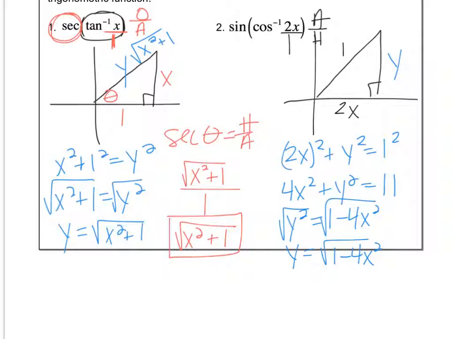And then we need to find the sine of theta. Sine of theta is going to be opposite over hypotenuse. So the opposite side, theta is right there. Opposite side is what we got for y. So there's square root of 1 minus 4x squared over the hypotenuse is 1.